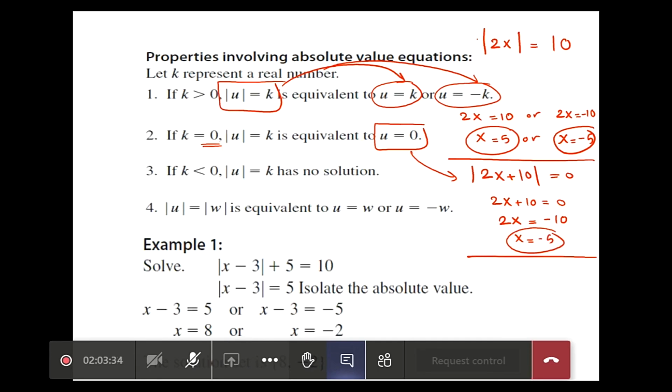Okay, but if k is negative, there is directly no solution. For example, if we have the absolute value of 2x equal to minus 10, this is directly no solution. Why? Because the absolute value must be positive, not equal to negative 10. In the left hand side we have the absolute value of 2x. In the right hand side we have a negative number. This is impossible because the result of the absolute value is always positive.